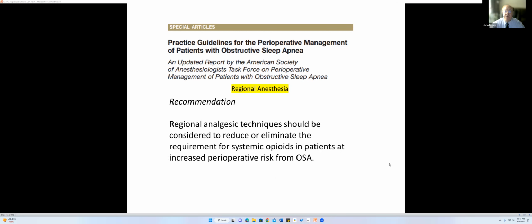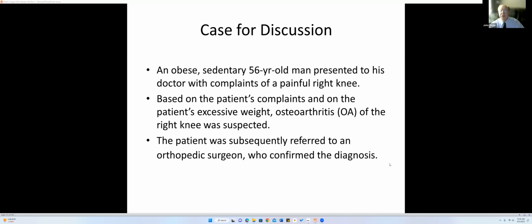Regional anesthesia can be particularly useful, but suffers from technical difficulties in the obese patient, though this can be helped when you use ultrasound placement. So let's close with a case for discussion and put a lot of these ideas together.